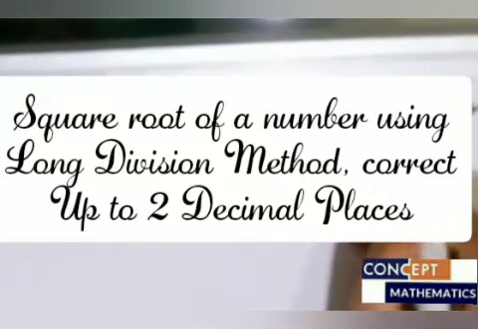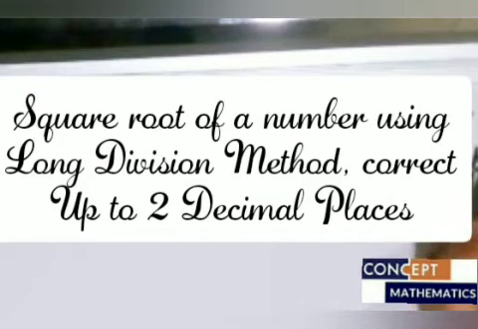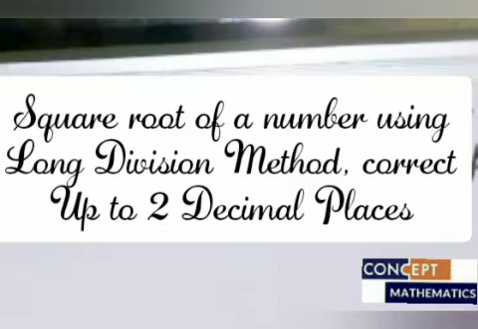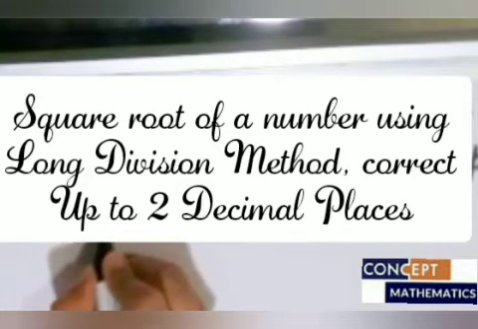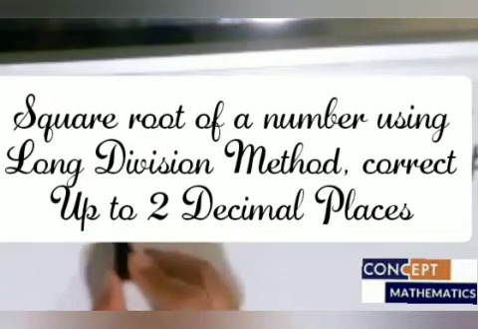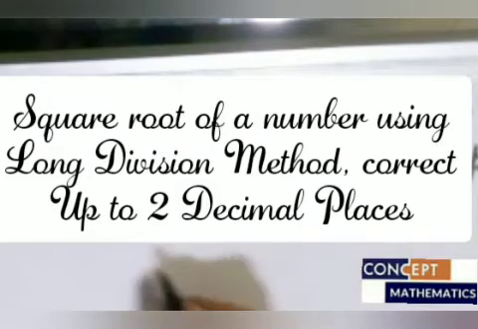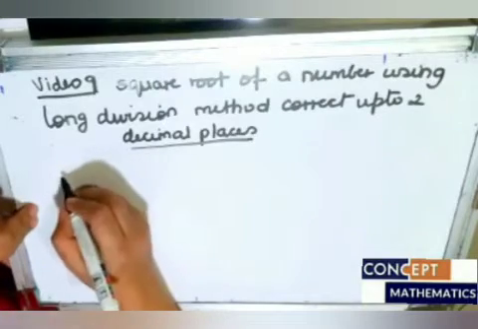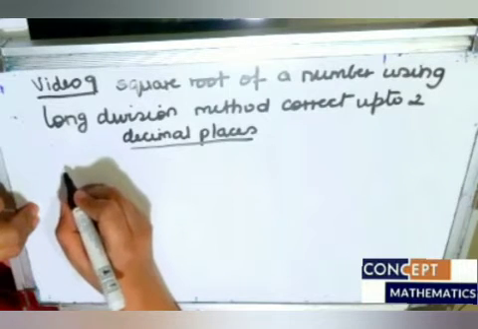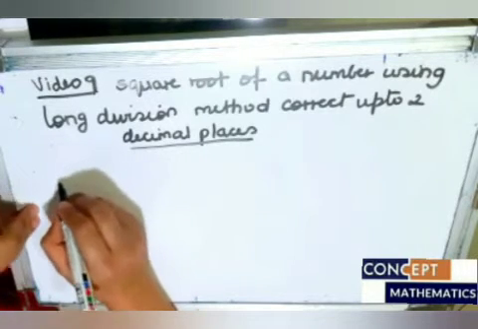Correct up to 2 decimal places. This type of sum you get when the number is not a perfect square.